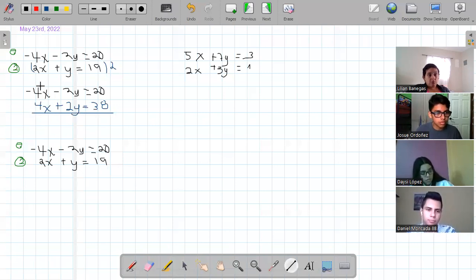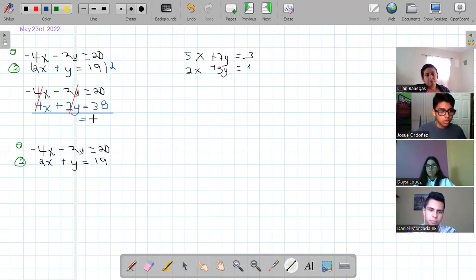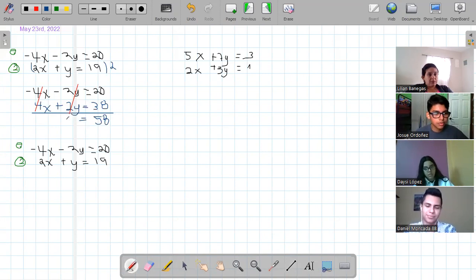We are canceling the x because one is negative 4 and the other one is positive 4, so they cancel out. But I can also cancel out the negative 2y with the positive 2y, and that's it, right? So I got nothing equals 20 plus 38. How much is 20 plus 38? 58. But can I leave nothing on one side? No, right? You place a 0. Is 0 equal to 58?